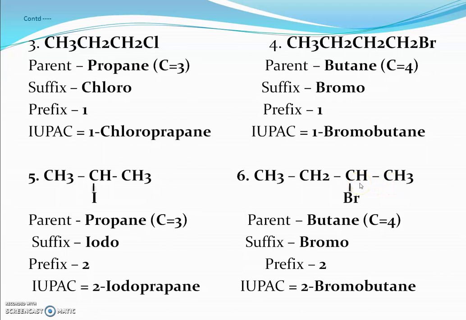So the rule is that the numbering is done in such a way that the carbon atom to which the halogen atom is attached should get the lowest possible number. So that's why the correct numbering will be from right to left. That's why the prefix is 2 and therefore the IUPAC name of this compound is 2-bromobutane.